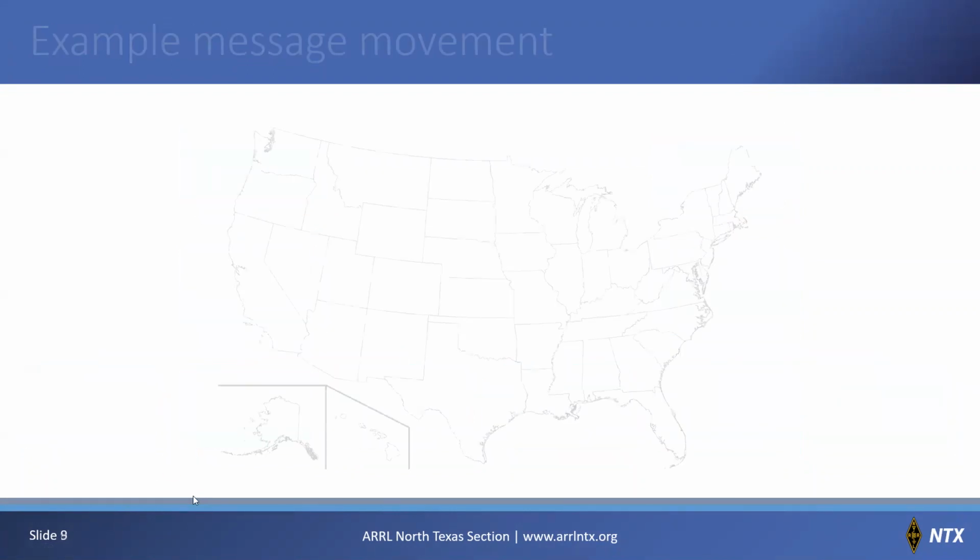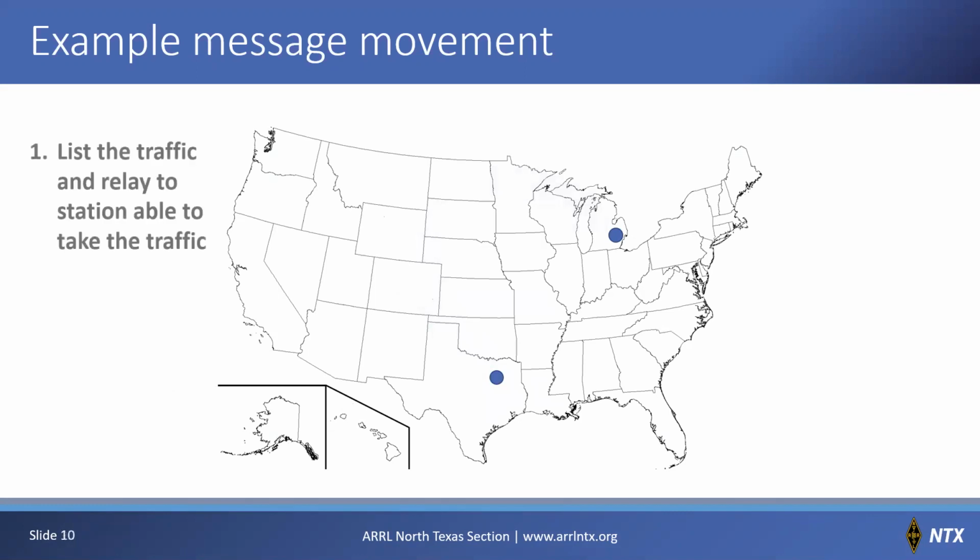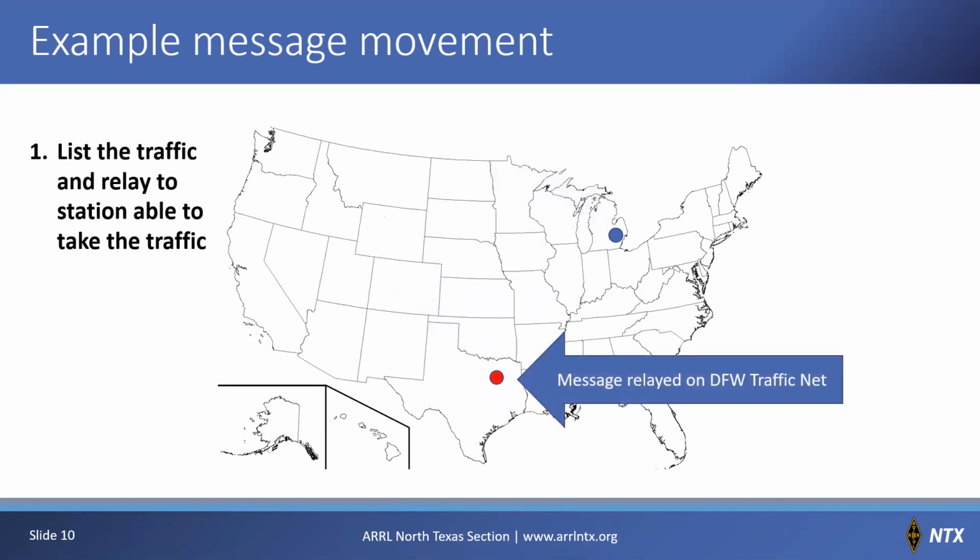Let's get out of this and actually have an example. So let's say I want to send a family member a message up in Michigan from down here in Texas. And this is something I actually did. So this is how this flowed. I bring that traffic to the local net here in Dallas.